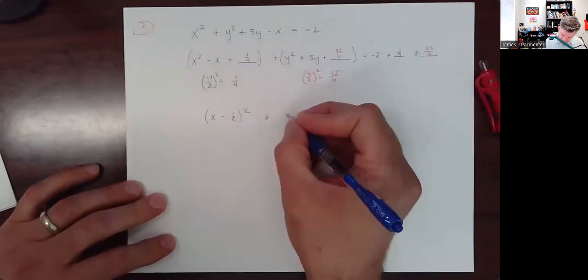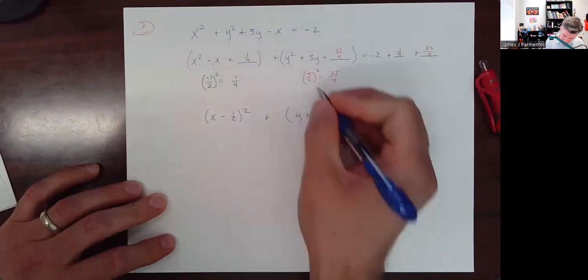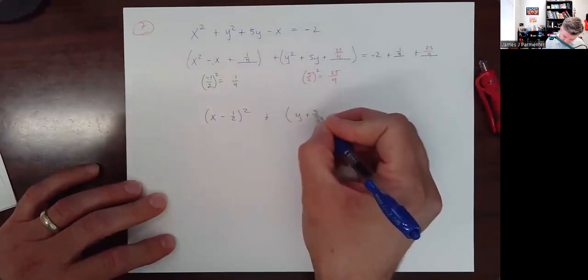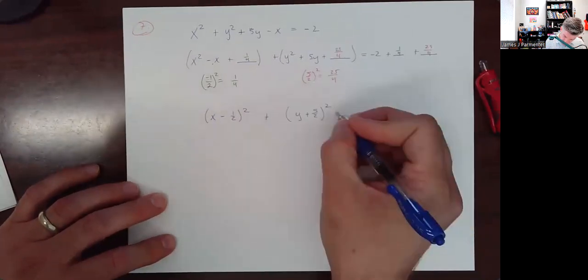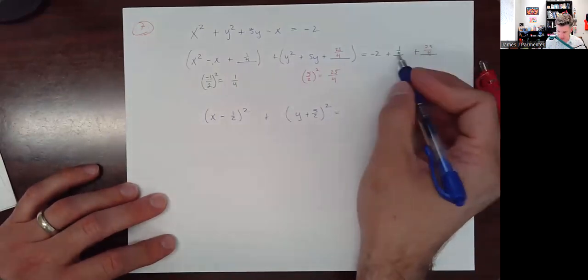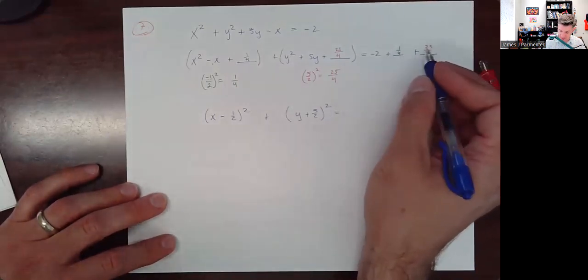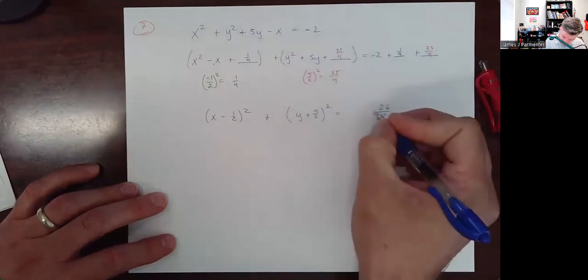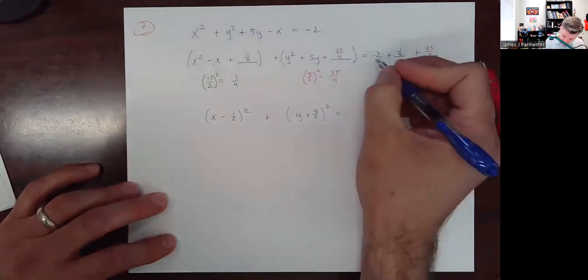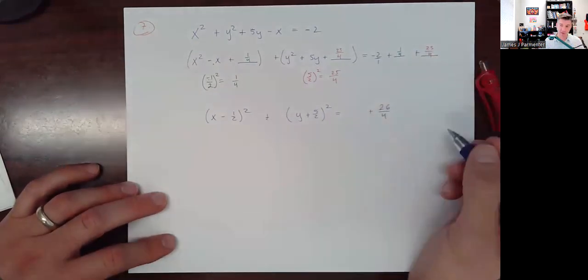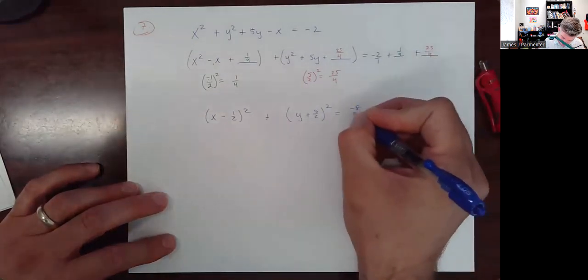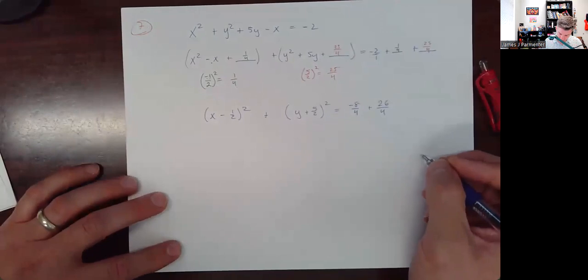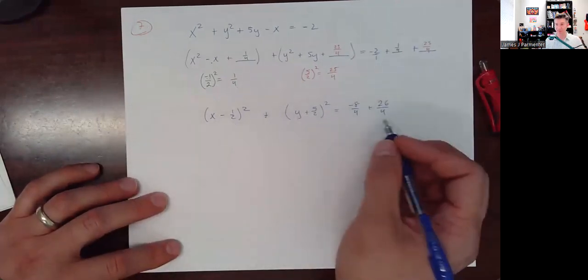Plus, this is going to end up being Y plus whatever number is right there, which is 5/2 quantity squared. Equal to, okay, so I'm going to get a common denominator, or I'm going to add these together. That's 1 plus 25 is 26/4. And -2, I should multiply by 4/4 and get -8/4. Okay. So all that's really left is simplifying the right-hand side.